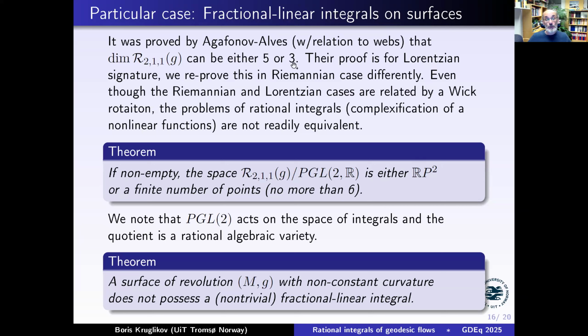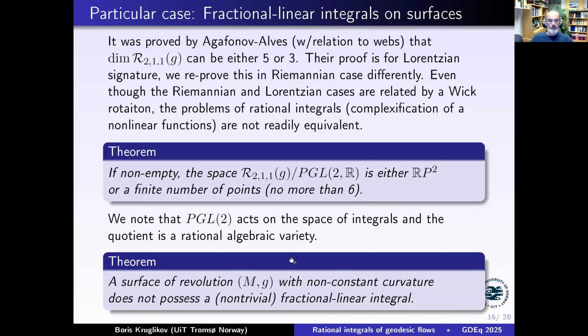Or if it's actually not constant curvature, then it's possible to have dimension 3, and actually there will be just a finite number of points. So we know the dimension is 0, but it's actually strong. Of course, you also know it's finite because, as we said, it's a rational algebraic variety. But we can say something stronger: there are no more than 6 points. I was not able to prove that 6 is realizable, probably not. So I think it's either 1 or 2 that is the sharp bound, but that is unproved. 6 is proved.